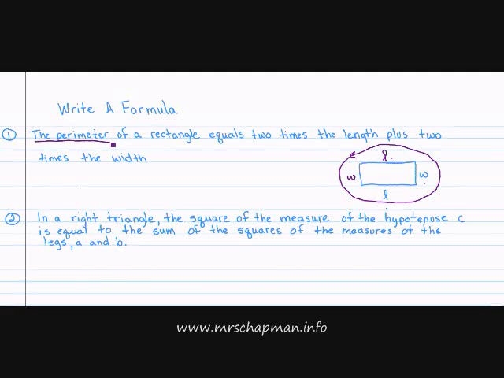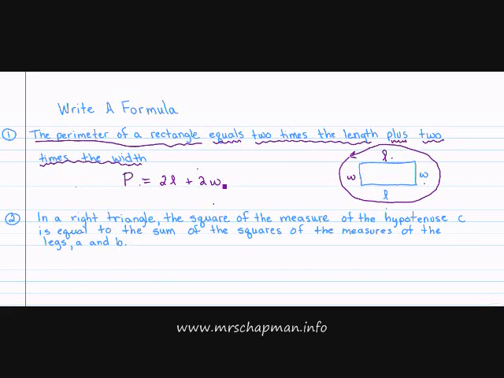The perimeter of a rectangle, P, equals 2 times the length, or 2L, plus 2 times the width, or 2W. And that's how you find the perimeter. Let's take a look at another one. This one's a little bit trickier.